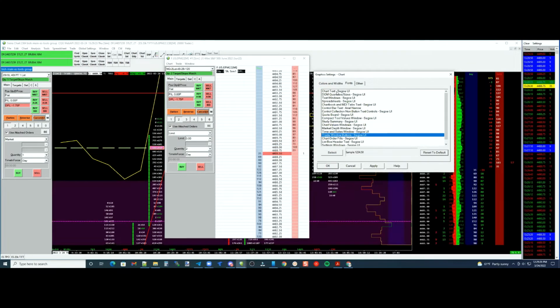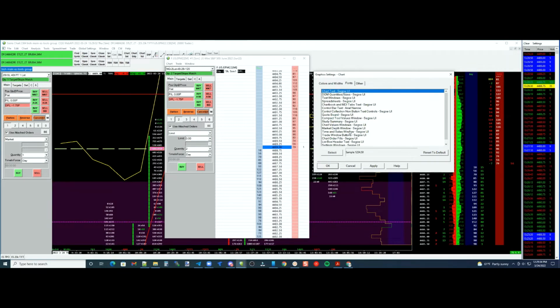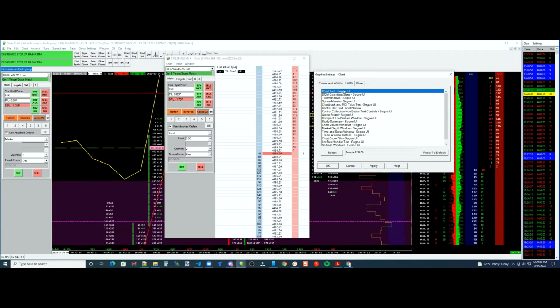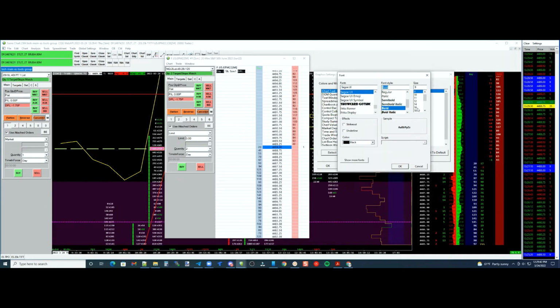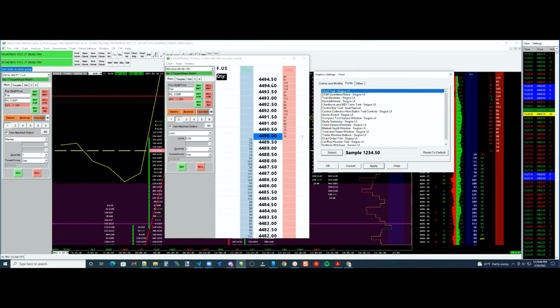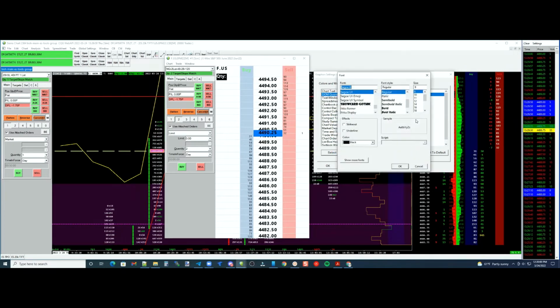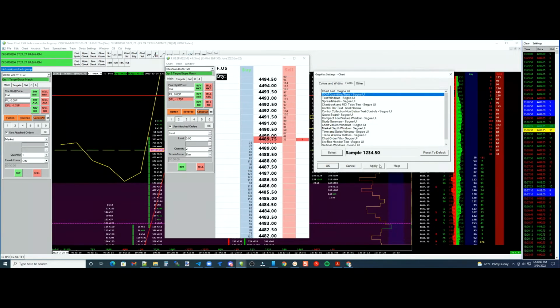Now, if you want the price scale, if you want the price to increase in size, it's chart text. So come in here. Select bold, select 16, hit OK, hit apply. Okay, bam. But what you can see is it didn't do anything to the orders. So for that, you have to come under DOM quantity and sizes. Go 16, bold, OK, and bam.